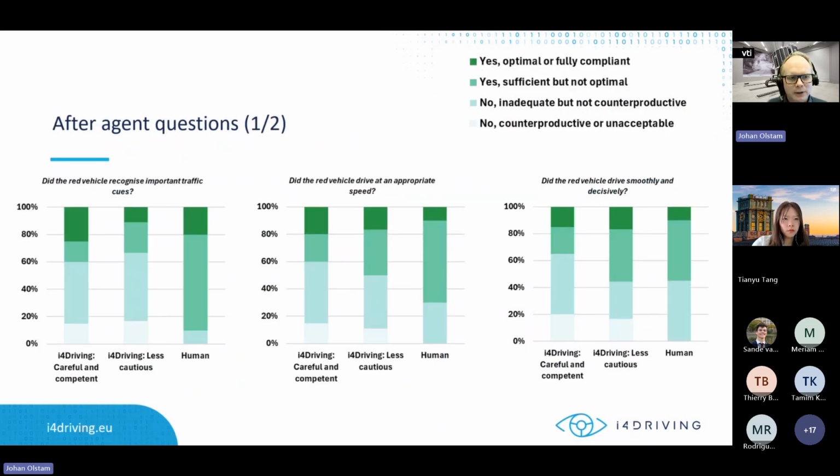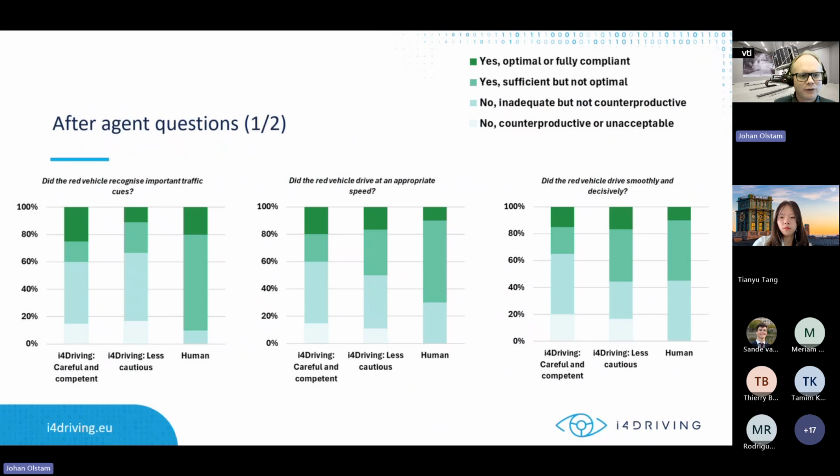So this is shown here in terms of bars. We have here 3 of the 5 questions, and the very green color is "yes, optimal, fully compliant," and the more whitish colors are then bad driving or newly licensed driver situation. So for the first one, did the red vehicle recognize important traffic cues, there's a clear difference.